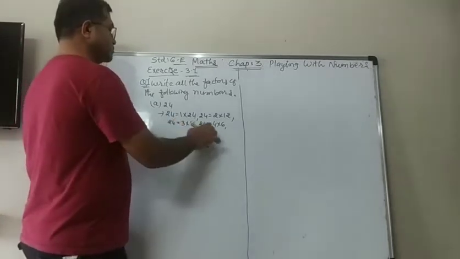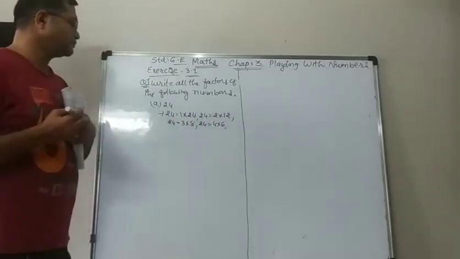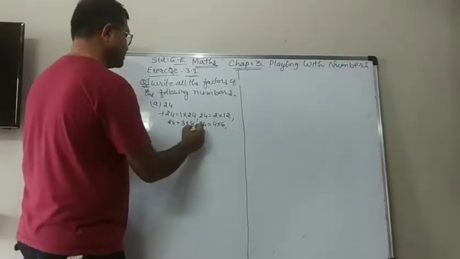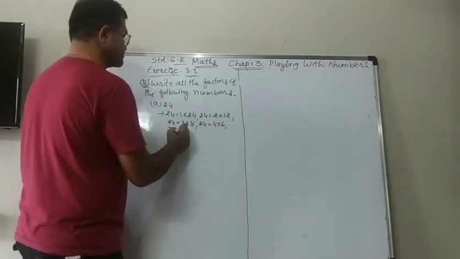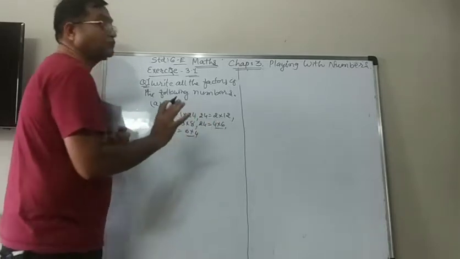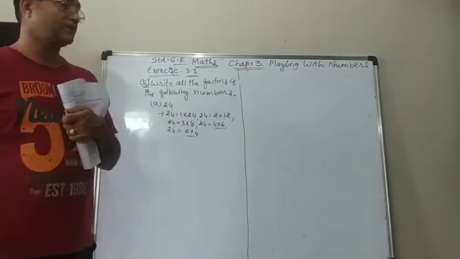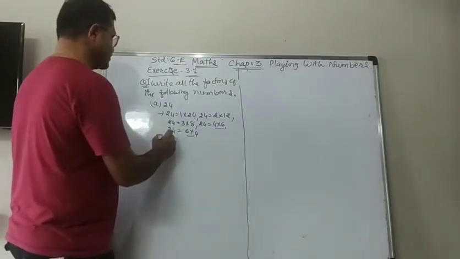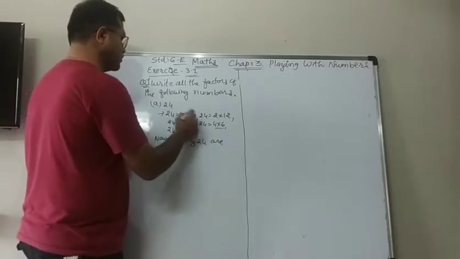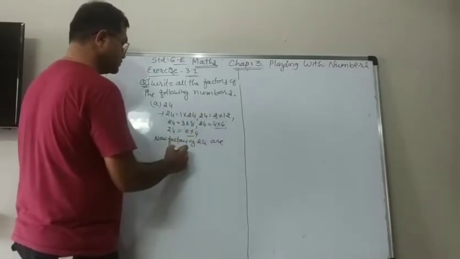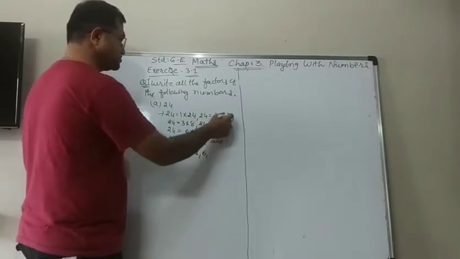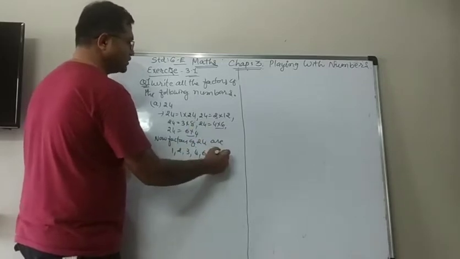Then it is not divisible by 5. It is divisible by 6. So 24 is equal to 6 multiplied by 4, which is repeating, so now we have to stop. Don't go further. So now factors of 24 are 1, then 2, then 3, then 4, 6, 12 and 24.